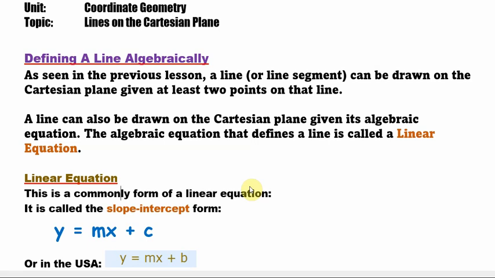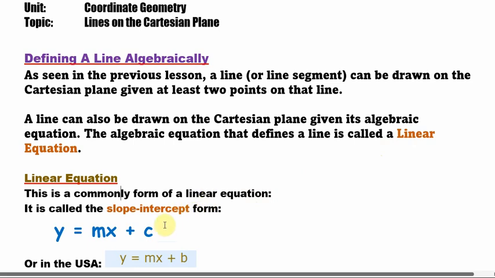So in the previous lesson you saw where a line or a line segment could be drawn on the Cartesian plane given at least 2 points on that line. Now we're going to look at something different. A line can also be drawn on the Cartesian plane given its algebraic equation. The algebraic equation that defines a line is called a linear equation. And as you can see, the word line appearing in linear here.